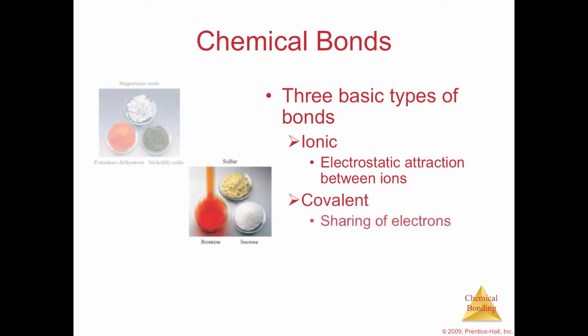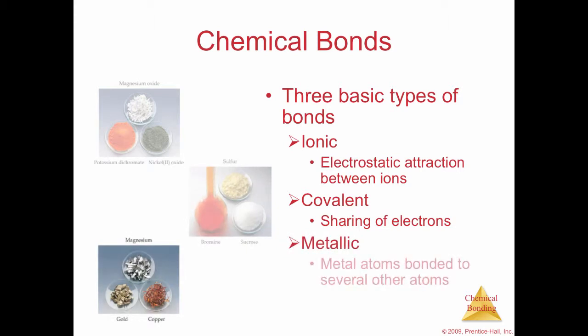Covalent bonding is the sharing of electrons. This specifically happens between nonmetals when they share their electrons. And metallic bonding involves metal atoms that are bonded to several other atoms. We usually call this an alloy.